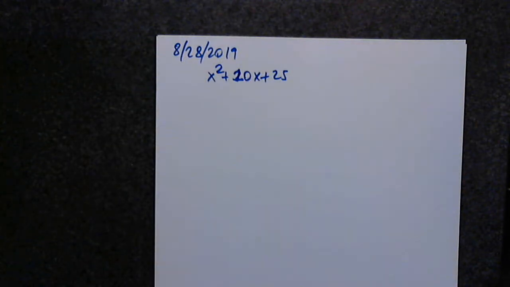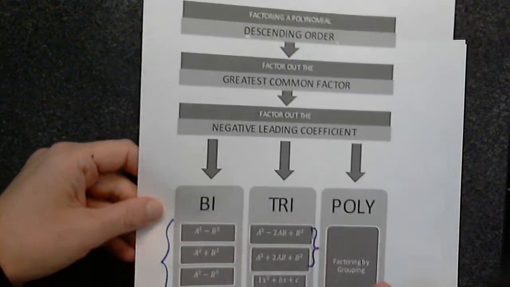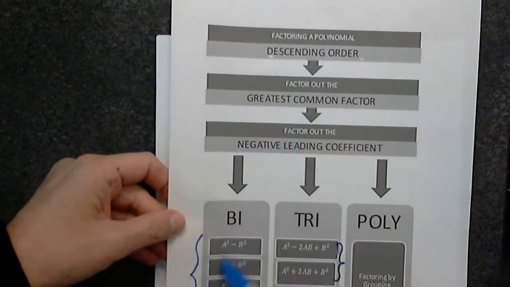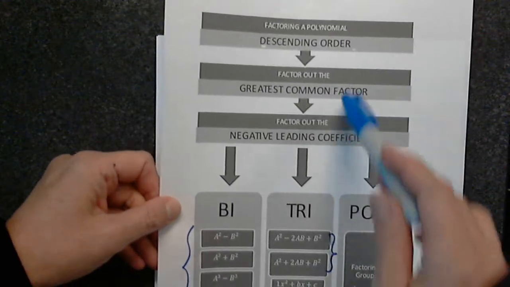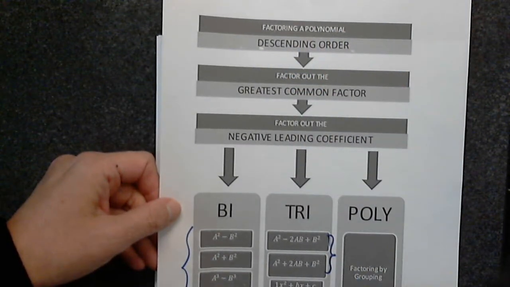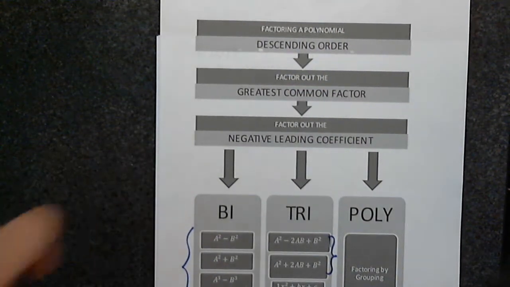So remember, first we have to identify what type of polynomial it is. If it is a binomial, we follow this. If it's a trinomial, we follow this. And if it's a polynomial, we follow this. So there are three different situations.